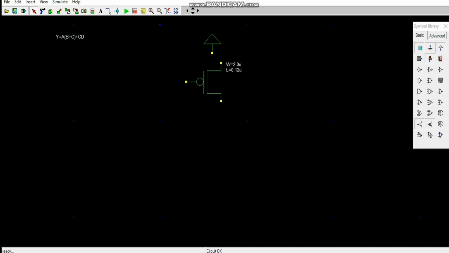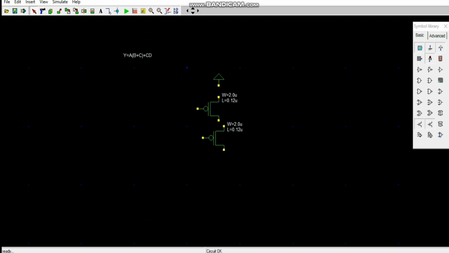At first we place the triangle thing, which is the 5-volt supply. Then, we drag out the PMOS component and place it on the board. Since B and C is in addition, they will be in series. And A is multiplied with both, so it's parallel to both B and C.